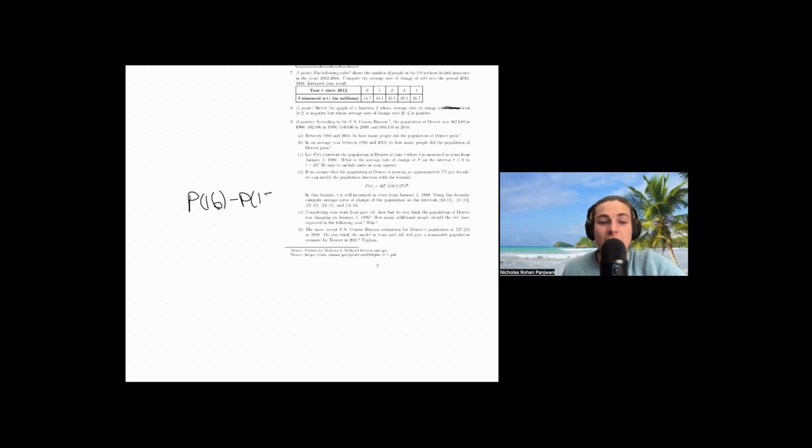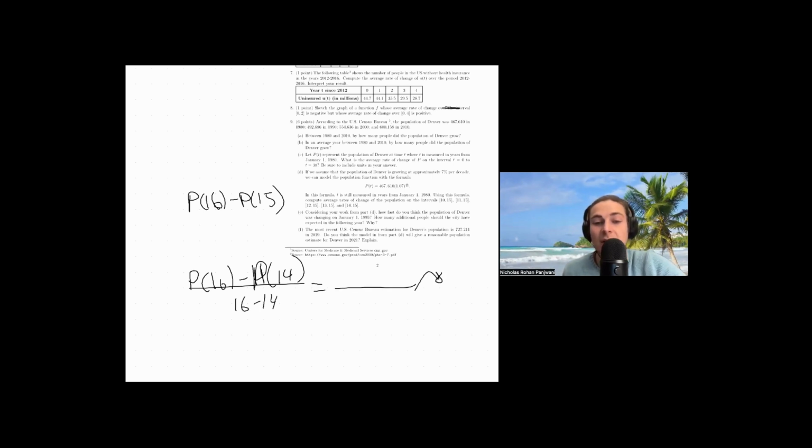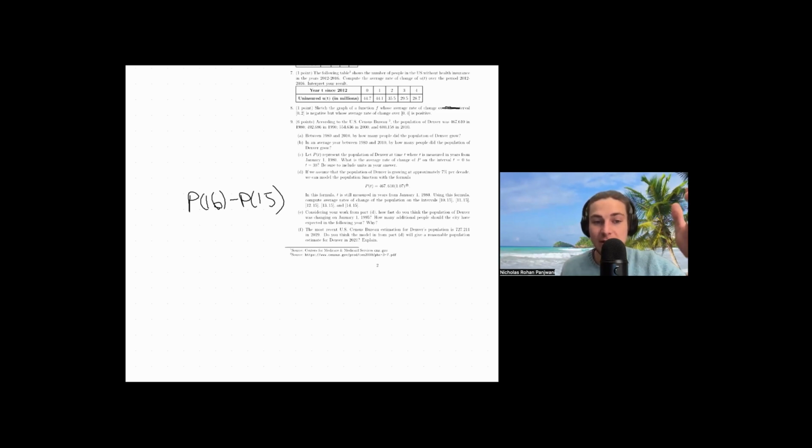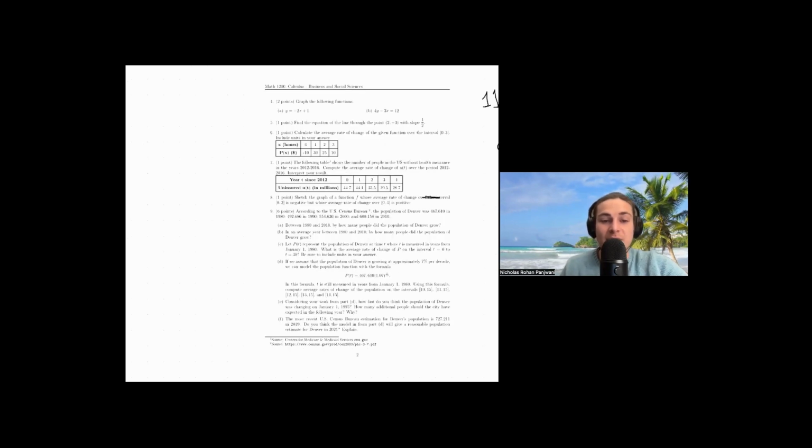And you could do that same P of 16 minus P of 14 over 16 minus 14, and whatever you get there is how many you should expect in the following year. But my take back to my take back is you can also explain that the model predicts this many people in 1996 minus this many people in 1995. And that would be how many additional people the city would expect in that additional year. Anyways, back to our present. Back to the present day.